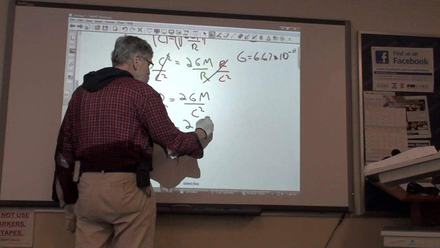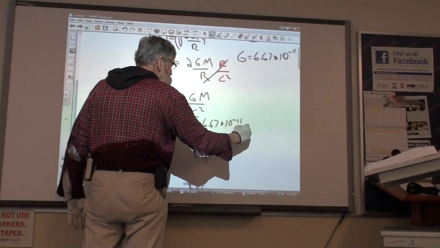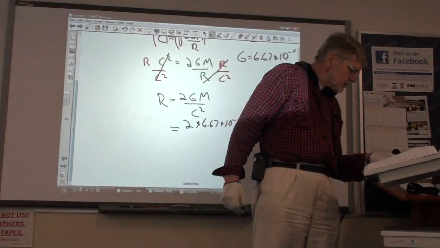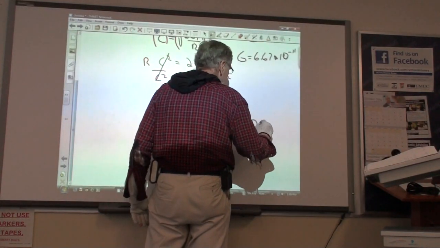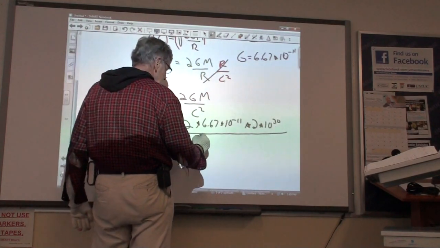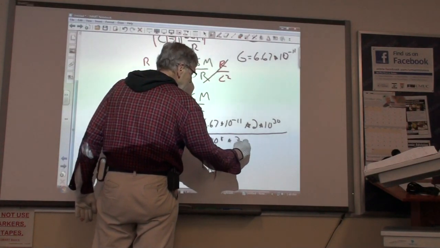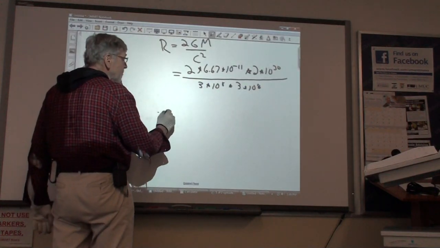So 2 times 6.67 times 10 to the minus 11. And we are calculating the Schwarzschild radius for the Sun, and the Sun has a mass of 2 times 10 to the 30th kilograms. We have to divide that by the speed of light squared, which is 3 times 10 to the 8th, times another 3 times 10 to the 8th. So now we do a little bit of arithmetic.